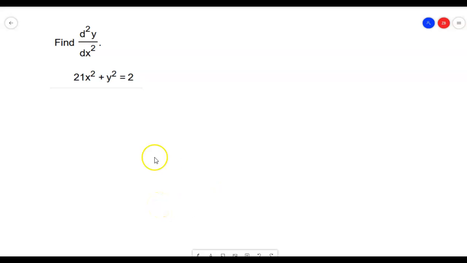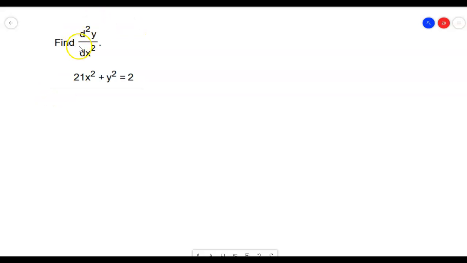Today I want to take a look at an example from Section 3.8. This is on implicit differentiation. It's a request I had, example number 12. This is a pretty good problem. It's pretty lengthy, and we definitely have to stay very well organized when we do this problem.